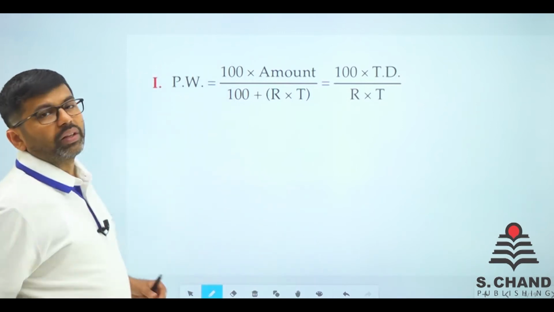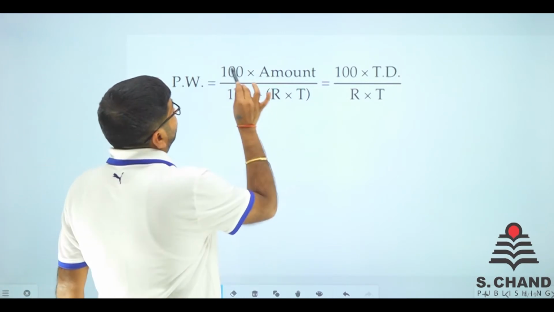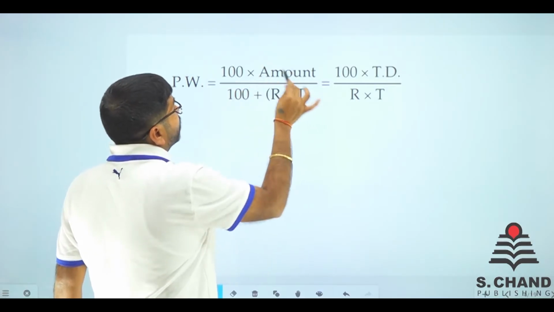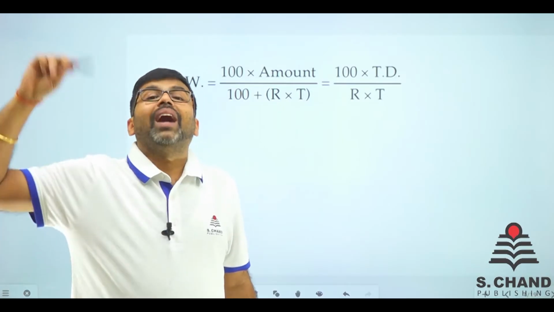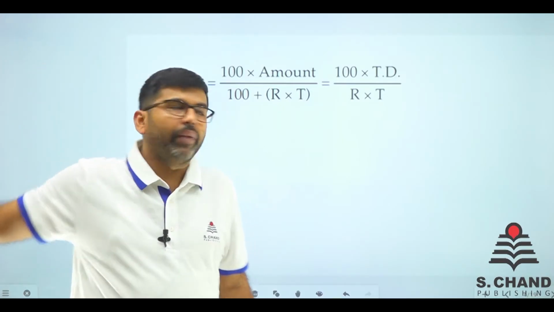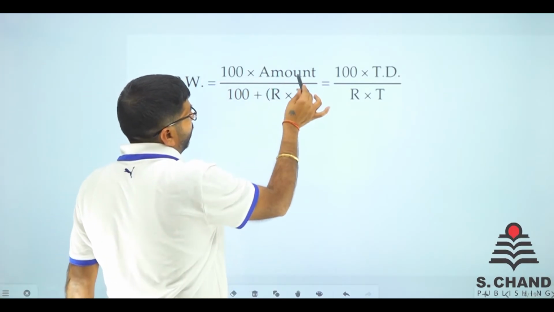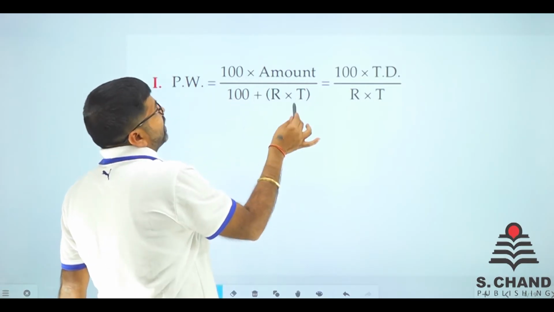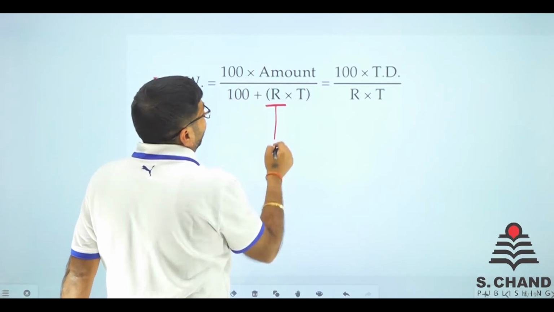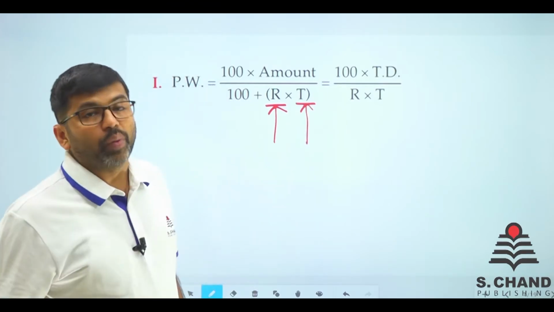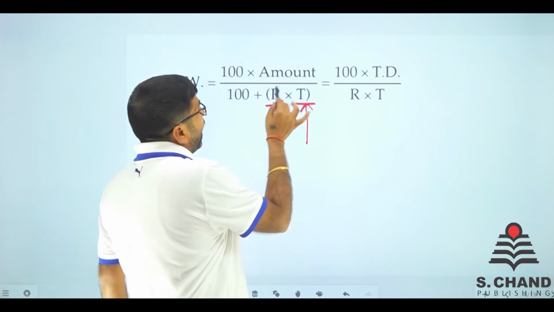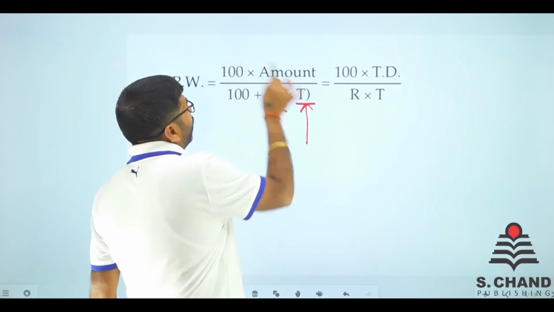See, present worth. What is present worth? Present worth is 100 into the amount. Amount is what you are going to get after a certain number of years. So present worth is 100 into amount, divided by 100 plus R into T. R is the rate of interest and T is the time in years, how many years you will get it. So T is time, R is rate of interest, 100 into amount.